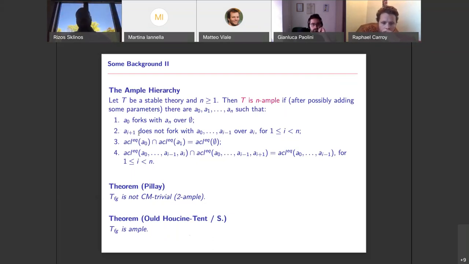So if we specialize now to the theory of the free group, the first result came from Pillay. Pillay first proved that the theory of the free group is two ample, and actually he conjectured that it was not three ample, possibly because he also believed that that's a way to prove that there's no field definable or interpretable in the theory. The conjecture was of course not correct. Abdul Razak and Tent first, and later myself, proved that actually the theory of the free group is n ample for all n. So forking independence is as complicated as possible. We found these elements witnessing all these properties.